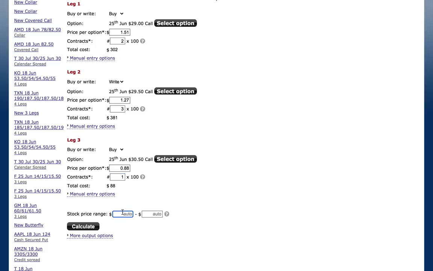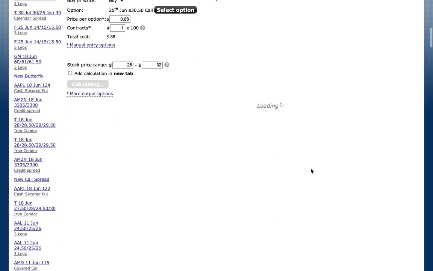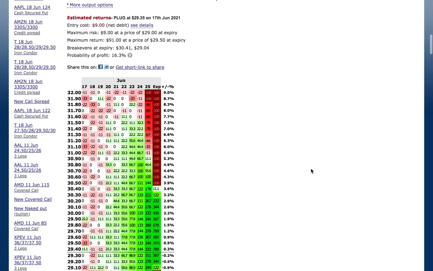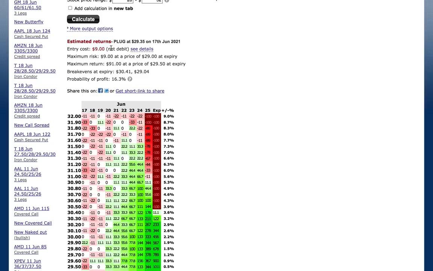And so let's go ahead and do the range from, let's say 28 to 32 here. And then we'll calculate this here. Let's see what this looks like here. So again, entry cost is going to be a debit. We're paying to enter this trade $9, which is also our max risk. So that's the most you can lose here. It's limited risk and it's defined. Max return $91. And that's going to happen on expiration date at the price of $29.50.